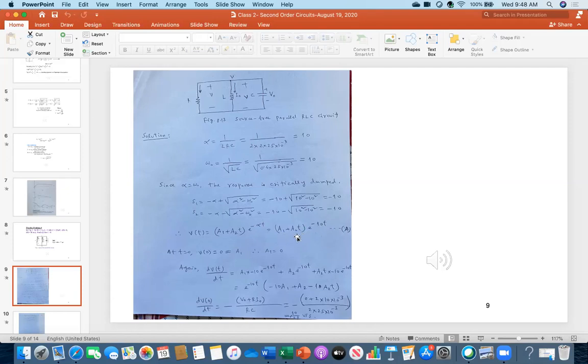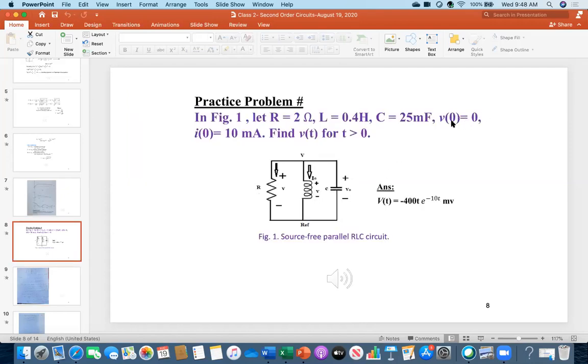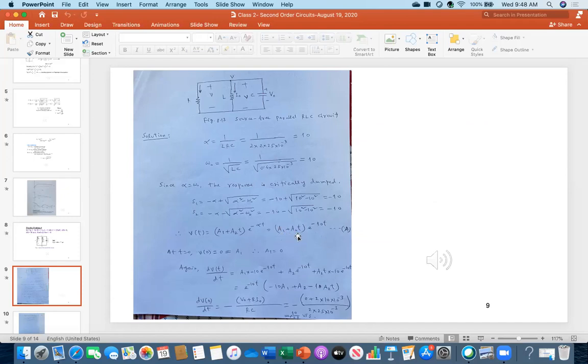Now everybody say, because there are two constants, you need to apply two initial conditions. So what are the two initial conditions? You see in the problem, two initial conditions. One is V naught equal to 0. The other initial condition is I naught equal to 10 milliampere. We have to utilize these two initial conditions to find out those two constants. So if you have only one condition, then you can't solve. Two constants, you must need two initial conditions. That's the key to solving the problem.